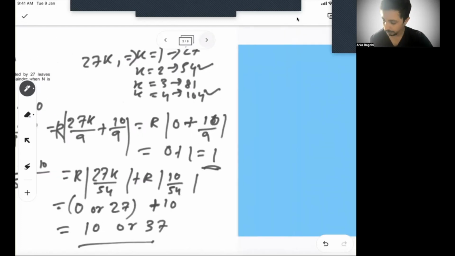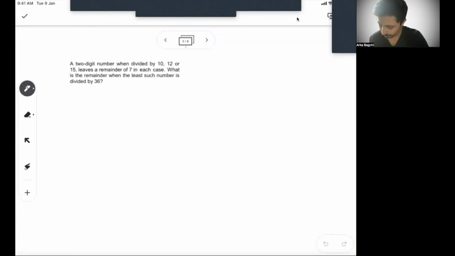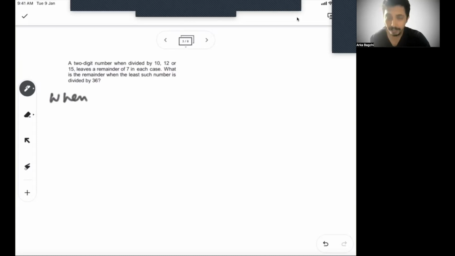Okay, let's move to the next problem. It says a two-digit number when divided by 10, 12, and 15 leaves a remainder of 7 in each case. So again, go back to the concept sessions, what we have told.